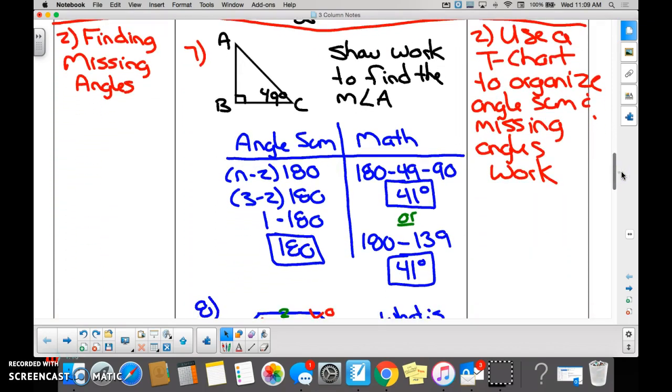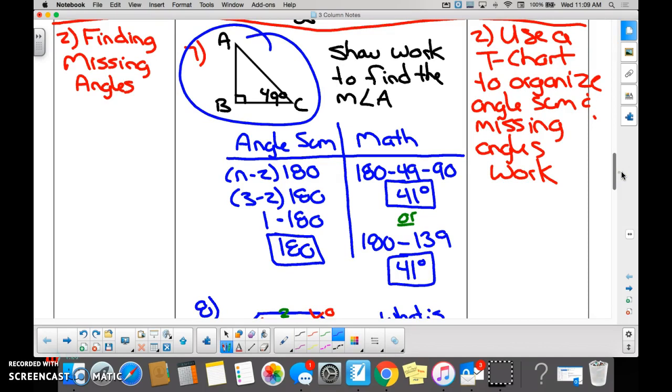Now, finding missing angles. This, my friends, is triangle ABC. I told you what that angle measurement was, and I told you what that angle measurement was. You needed to figure out what the measure of angle A was. Yes, no? Yes. Okay, now, I know all of you probably have already memorized a triangle has an angle sum of 180 degrees. I don't care. I want you to show your work on the left side of a T-chart. When you are asked, hey, Mr.